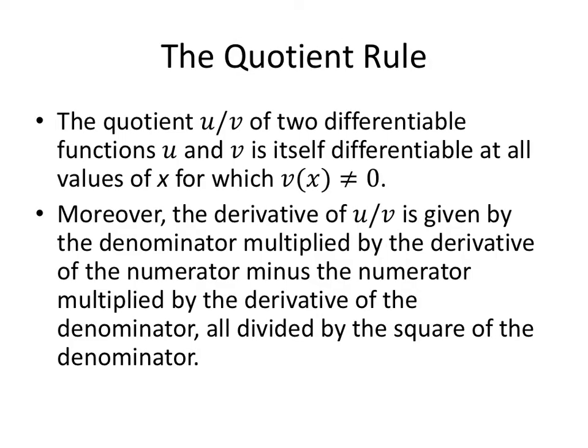So what is the quotient rule? The quotient u divided by v of two differentiable functions u and v is itself differentiable at all values of x, as long as the denominator is not the zero function. Moreover, how do we find this derivative? The derivative of u over v is given by the denominator multiplied by the derivative of the numerator minus the numerator multiplied by the derivative of the denominator, all divided by the square of the denominator, which sounds confusing, so let's look at it in a better light.